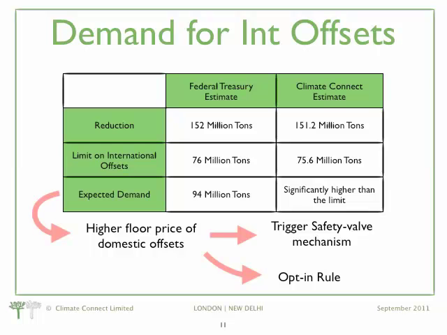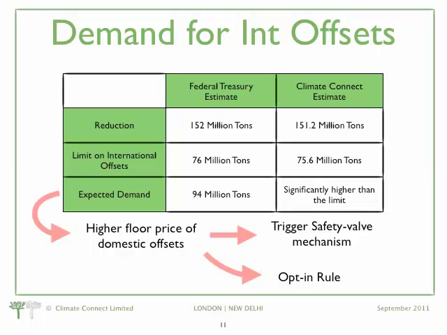Demand for international offsets. The Federal Treasury has forecasted that between 2012 and 2020, the carbon price scheme will reduce 152 million tons of carbon emissions. This translates into a maximum demand of international offsets of 76 million tons. However, the Treasury expects that the actual demand will be higher at 94 million tons, on the basis of the economic growth and the growth in the industrial sector.